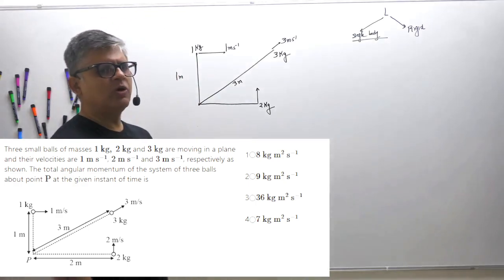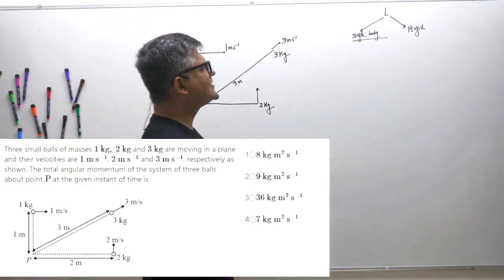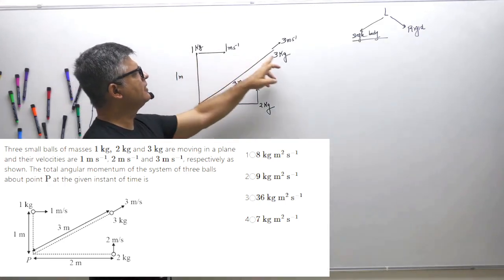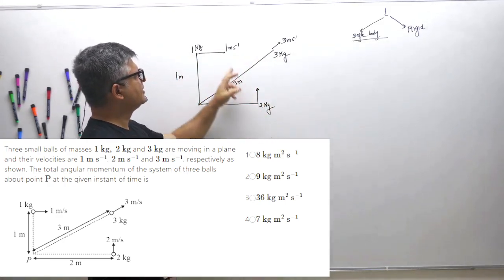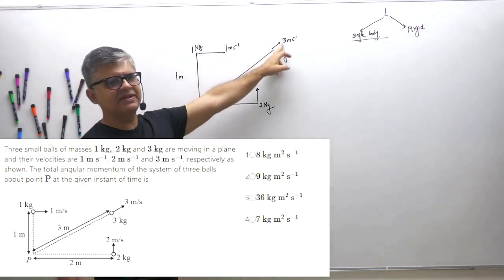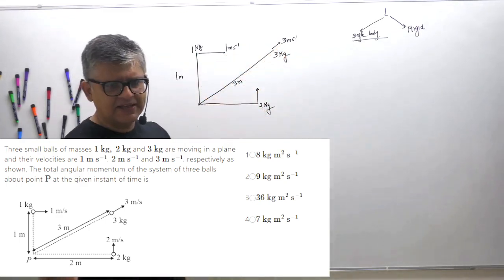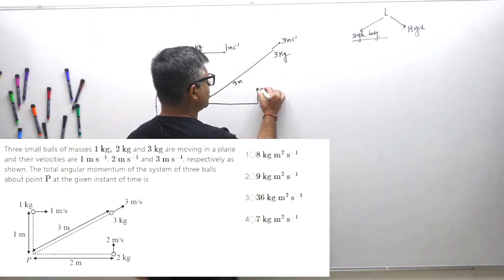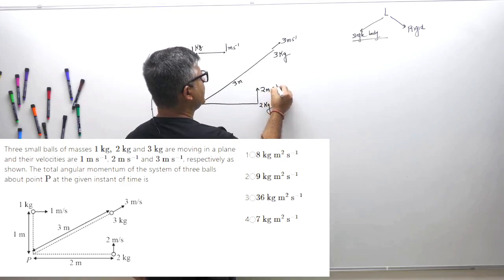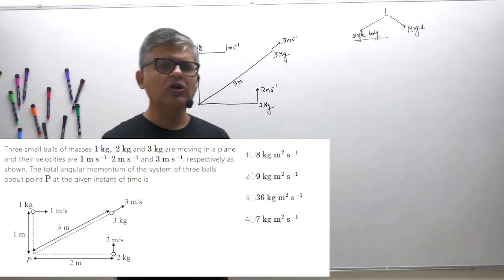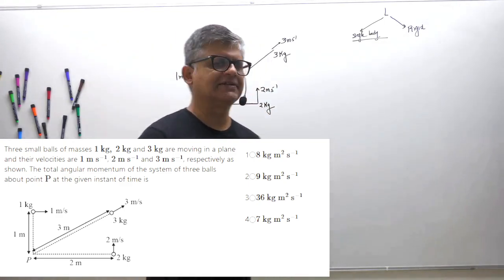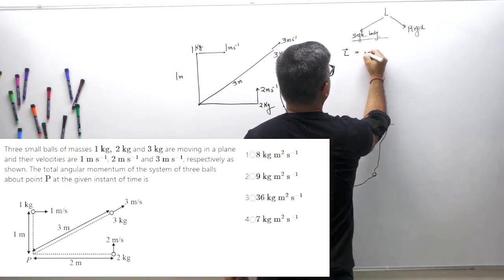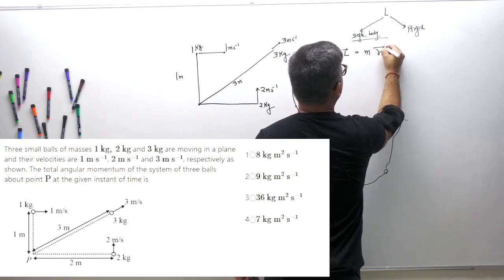Now let me say two more words on angular momentum. It's a vector product. So what you see is three masses: 1 kg, 3 kg, 2 kg. This has a velocity of 1 meter per second, 3 meter per second, and I think the last body has a velocity of 2 meter per second. So I hope you're reading the question also. Now, angular momentum, let's discuss it, is represented by L and is given by m r cross v.